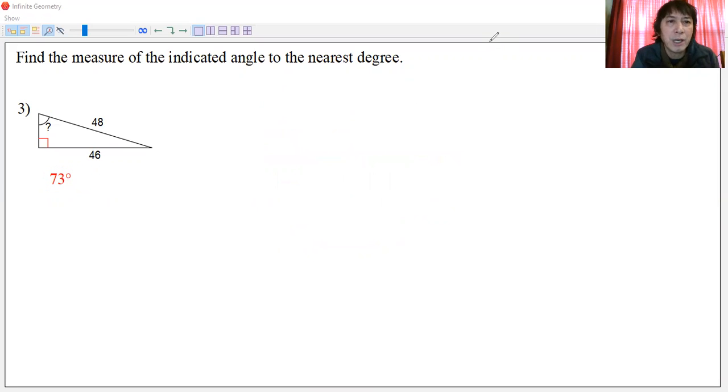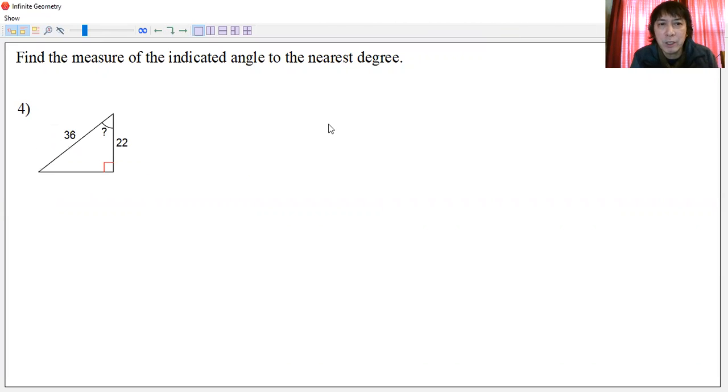Let us clear the screen. Let's continue with number 4. Okay, here's number 4. Find the measure of the indicated angle to the nearest degree. The angle we have here is over here, and this will be marked X. Okay, what do we have for sides? We have the number 22, the 22 units. This is a unit of length. That is considering the angle X, that's the adjacent side. And the 36 is the side opposite the 90-degree angle.